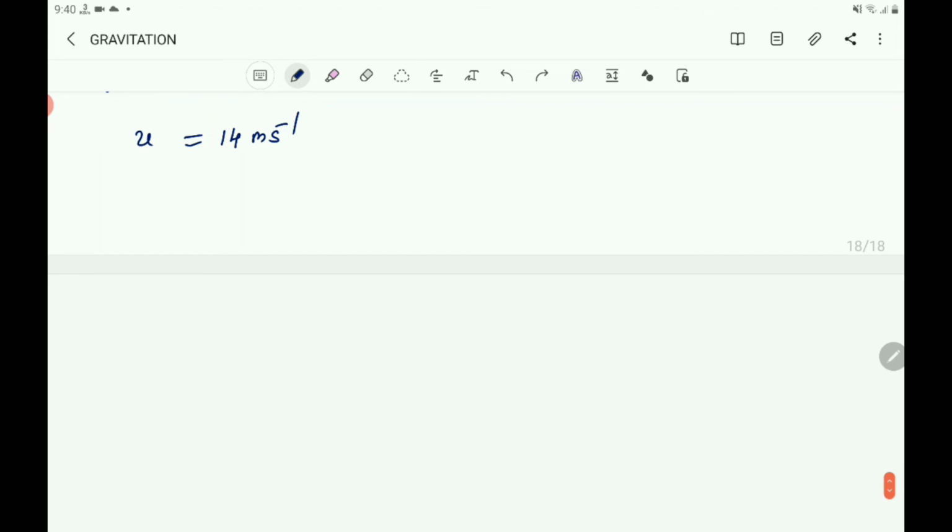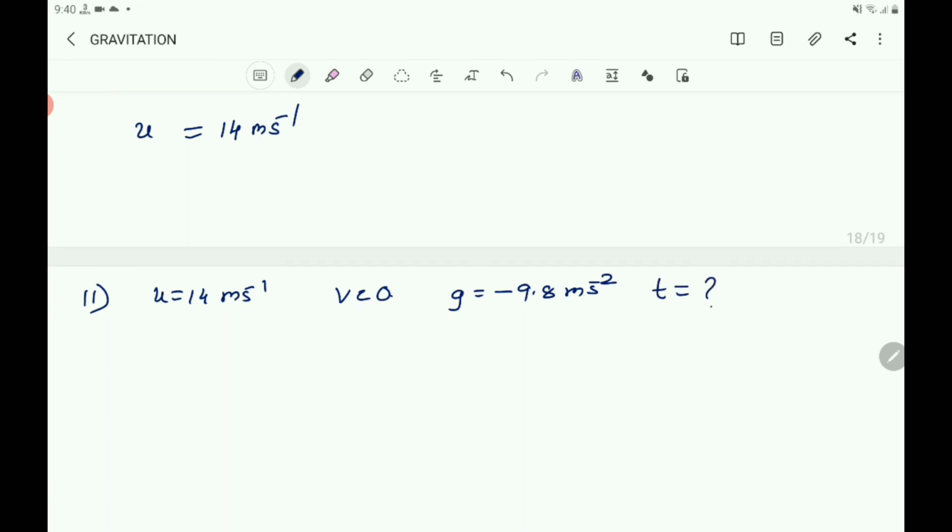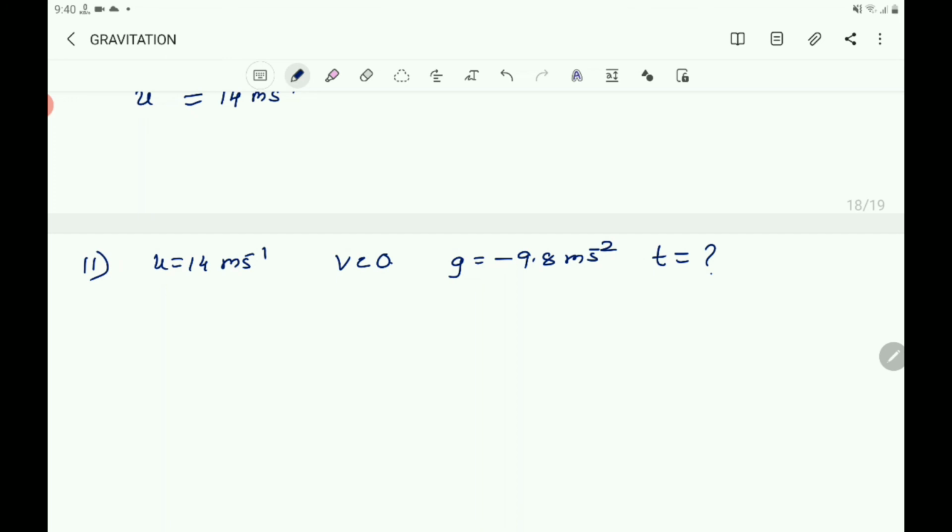Then you take the second part: the time taken by the object to reach the height. So here you write u equals 14 m s to the power of minus 1, and v is 0. Then g is minus 9.8 m s to the power of minus 2. What you have to find out? t equals question mark. Then you write the formula v equals u plus gt. If you are taking minus for g, you write plus here.